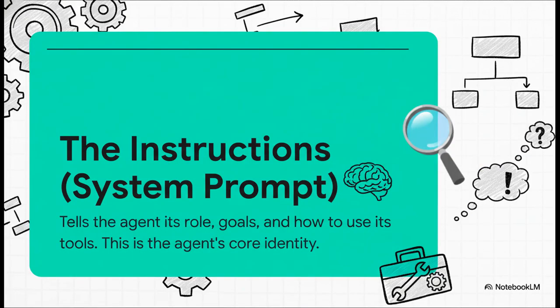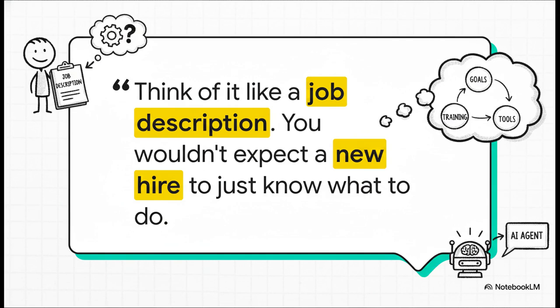And that brings us to what is, I would argue, the most critical part of all, the instructions. This is also called the system prompt. This is where you get to define the agent's entire identity. You tell it what its role is, what its main goal is, and exactly how it's supposed to use the tools you've connected it to. I absolutely love this analogy here. Think about it. You wouldn't expect a new employee to show up on day one and magically know everything, right? Of course not. You'd give them a job description, you'd give them training. A system prompt is the exact same concept, but for your AI agent.